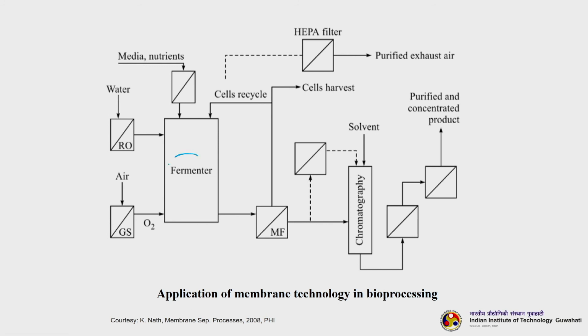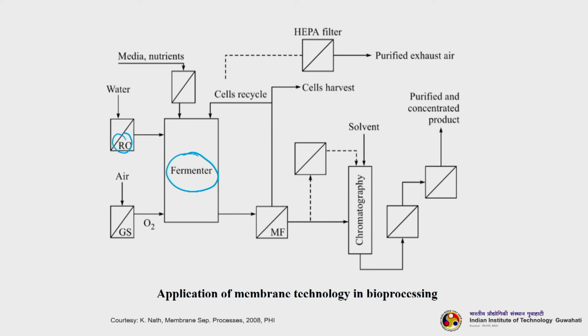So, the next slide will tell us about the application of membrane technology in bioprocessing industries. You can see that this is a fermenter which is doing the fermentation, to which we add media and nutrients, and we need water for that. And you can see there is an RO process here. So, the tap water which is coming from the tap is being fed to the RO system and it will give us pure water which is being fed to the fermenter.